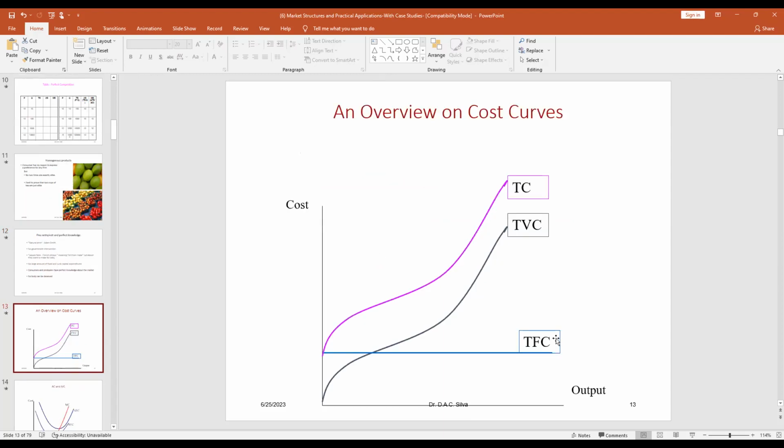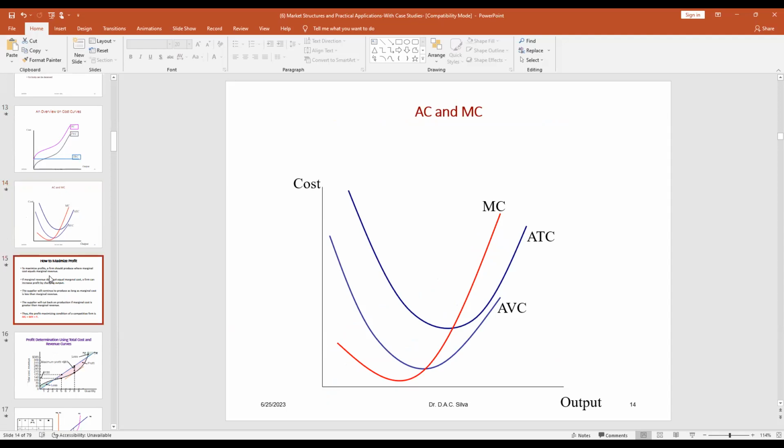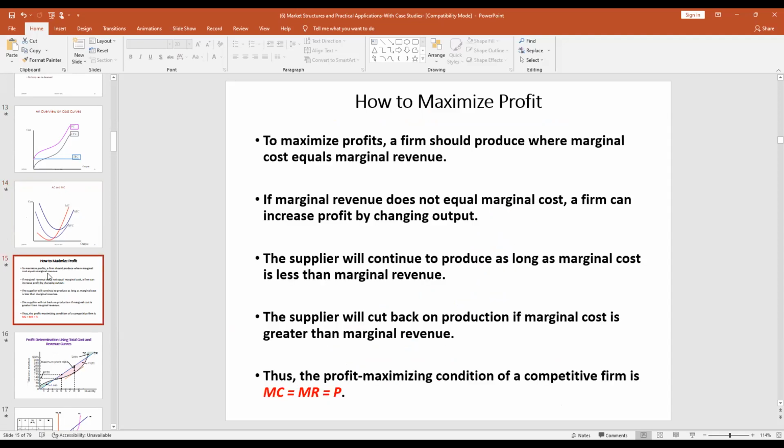Now, once you have your TC, TVC, and TFC curves, if you can remember this one, this is what we studied. This is MC, ATC, and AVC. We studied this. Now we are going to find out what our profit is in this particular market.